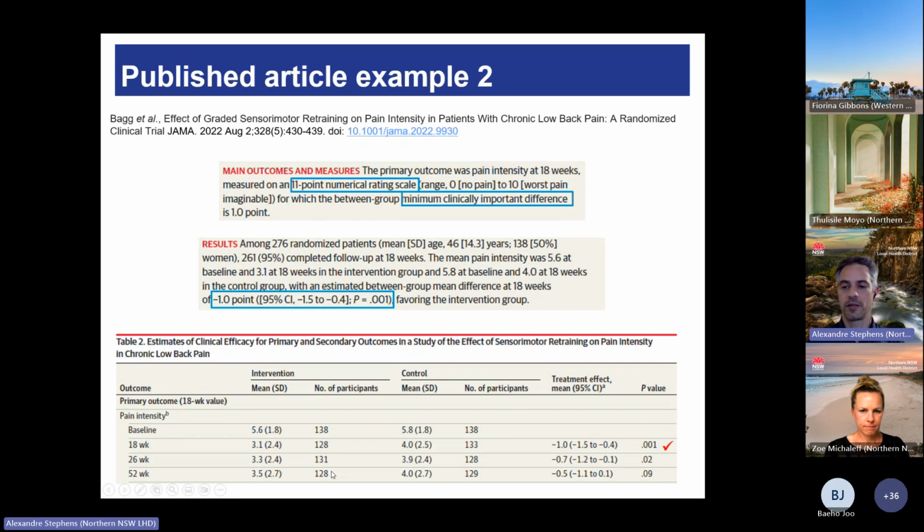Then we have a look at week 52. The estimated treatment effect, again, is a bit more attenuated. This time, only a reduction in pain score of 0.5. The confidence interval this time ranges from -1.1 all the way to +0.1, because we know now that it includes the point of no difference of 0. This will actually be a non-statistically significant result.